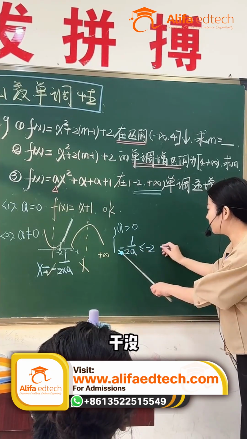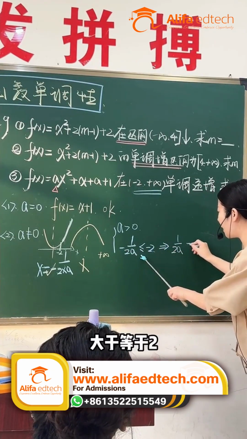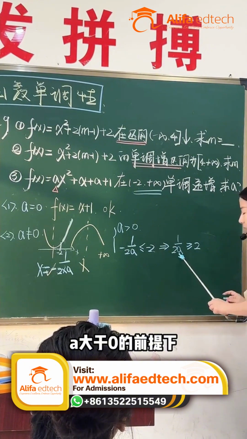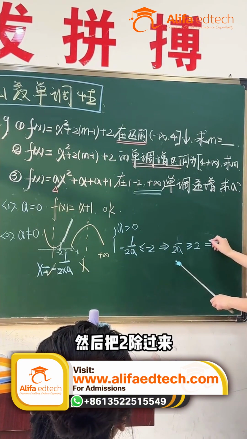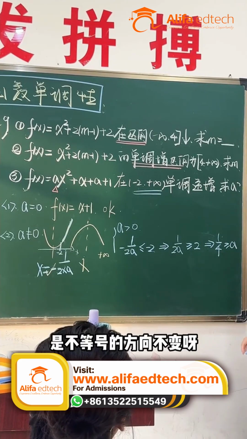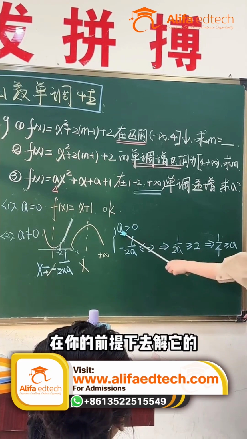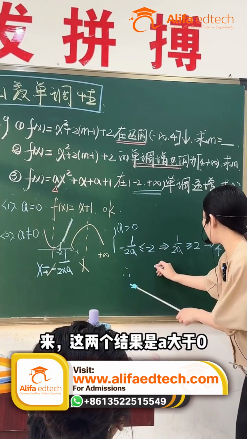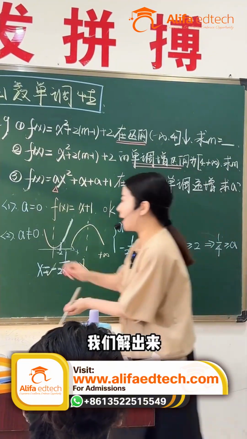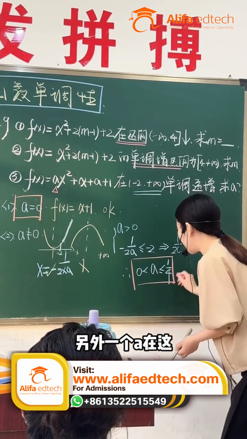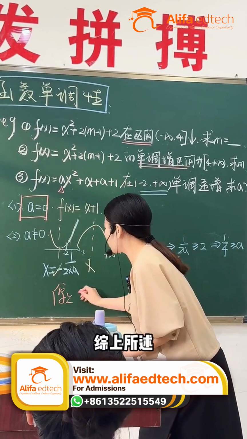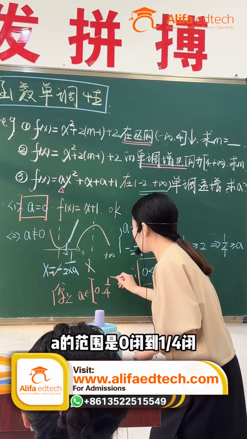Cancel the negatives, and we get 1 over 2a is greater than or equal to 2. Be careful to flip the sign. And we are solving this under the premise that a is greater than 0. Is that okay? Then we solve for a: 1/4 is greater than or equal to a. The direction of the inequality sign doesn't change. We take the intersection with it since we're solving it under that premise. The result of these two is a is greater than 0 and less than or equal to 1/4. We've solved it. One a is here and the other a is here. What set do we take for these two? Between different cases, what set do we take? The union. To sum up, the range of a is from 0 inclusive to 1/4 inclusive.